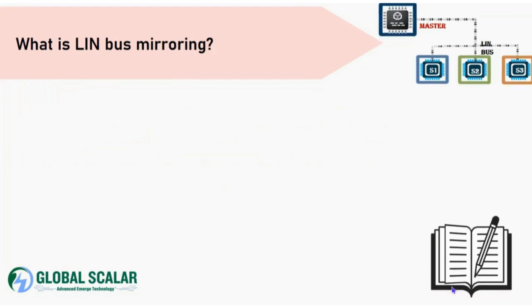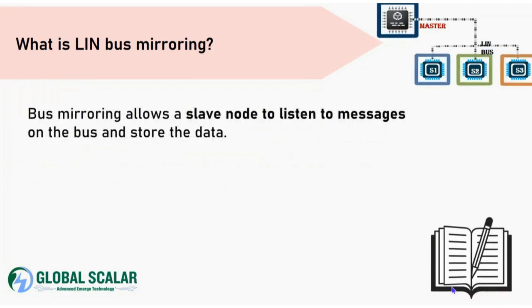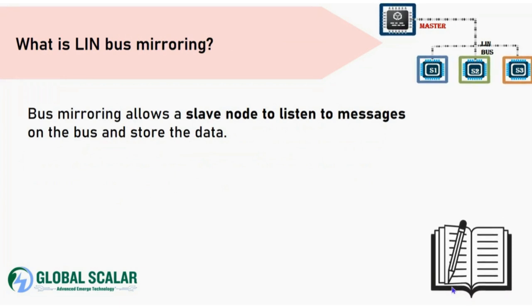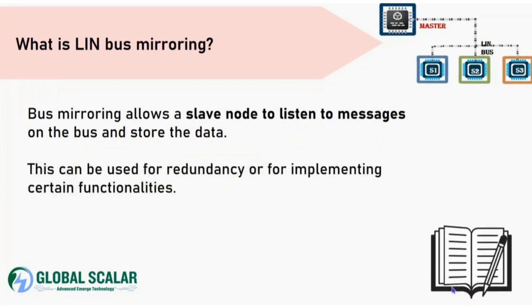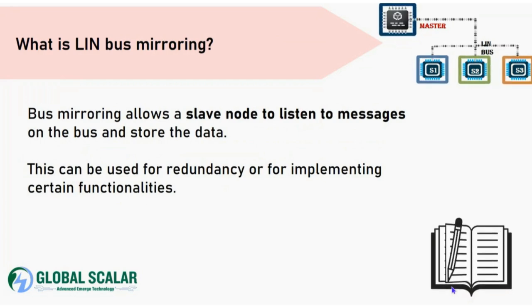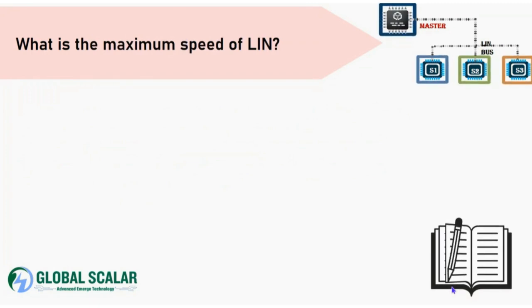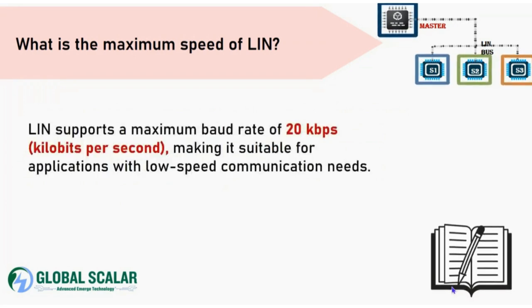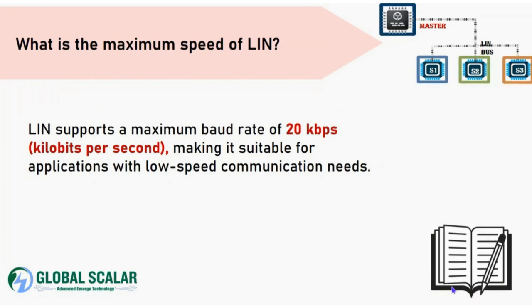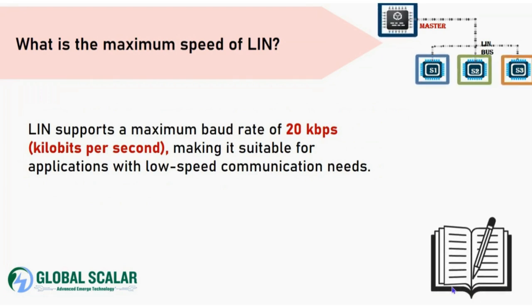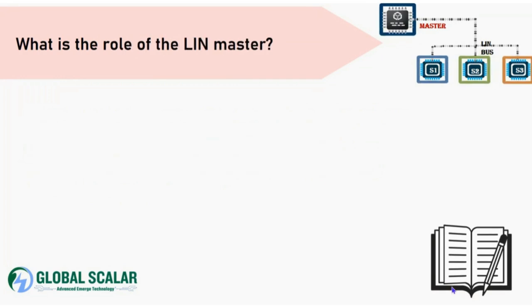What is LIN bus mirroring? Bus mirroring allows a slave node to listen to the messages on the bus and store the data. This can be used for redundancy or for implementing certain functionalities. What is the maximum speed of LIN? LIN supports a maximum baud rate of 20 kbps, making it suitable for applications with low-speed communication needs.